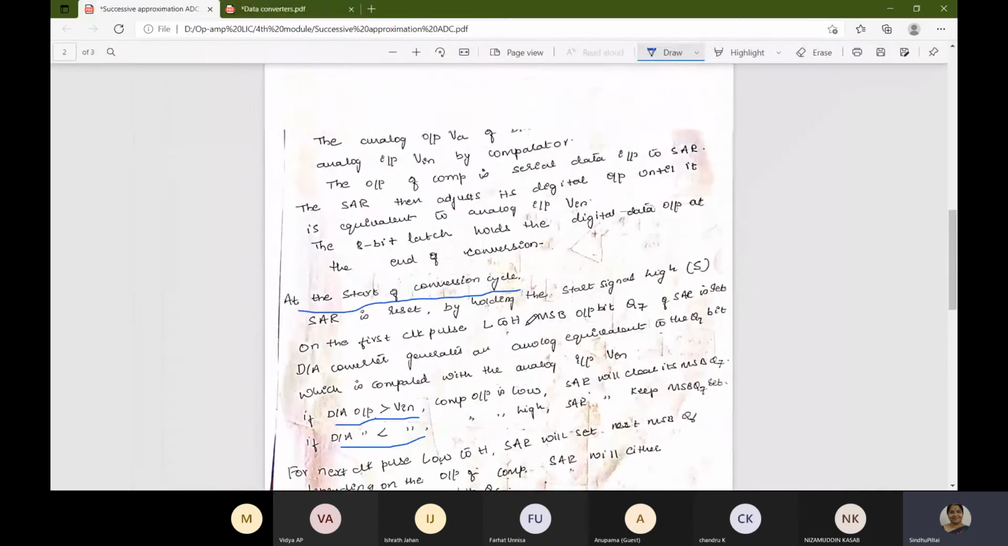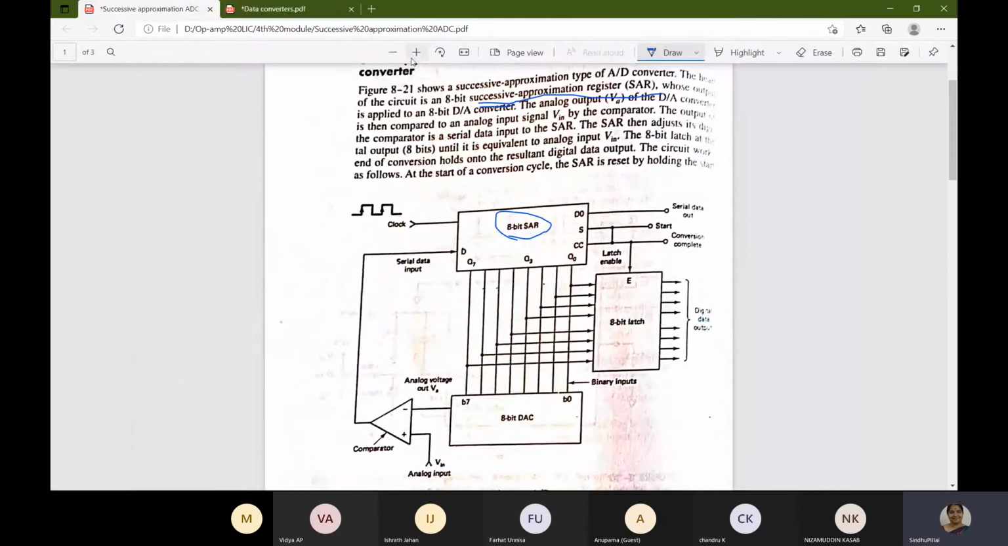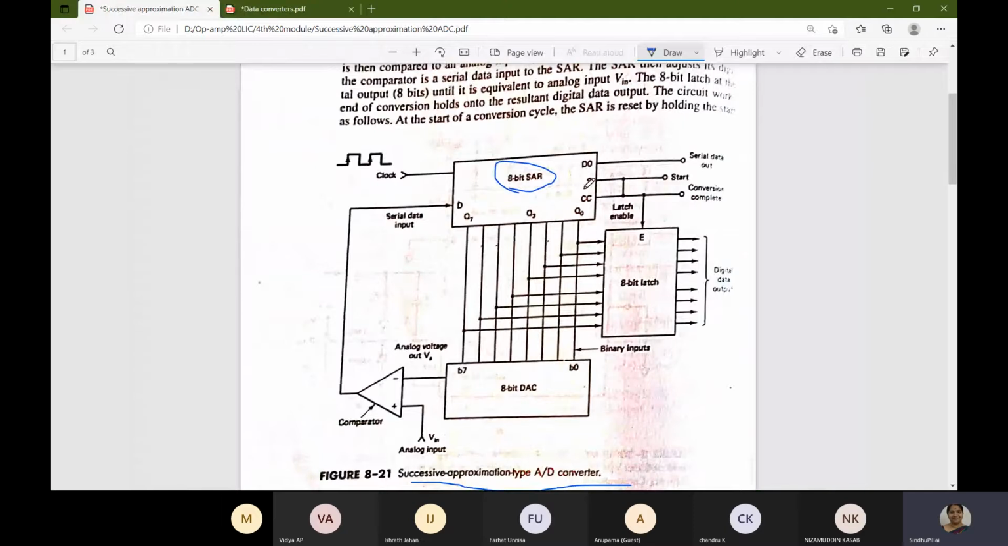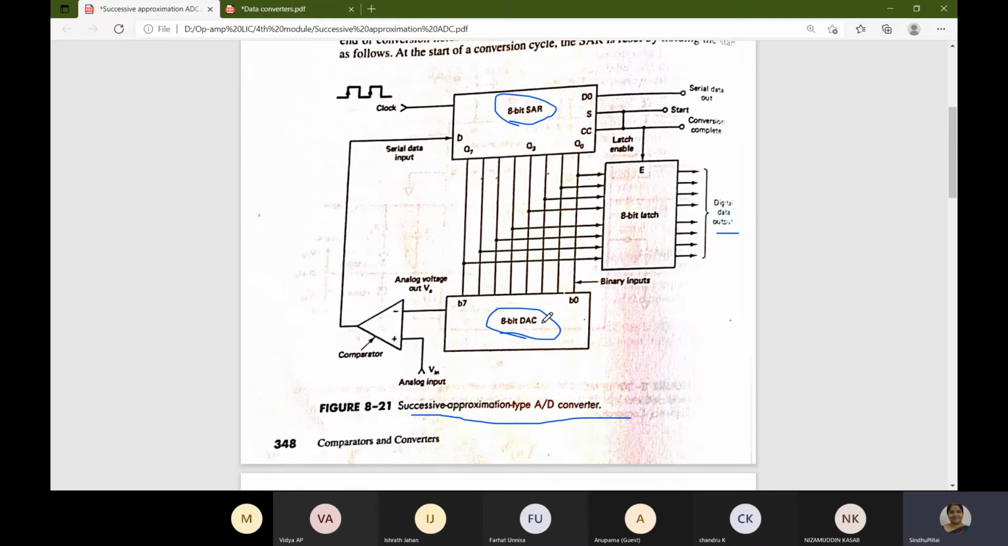In successive approximation type, this is the figure of successive approximation. As you can see, a very important part of the successive approximation ADC is the 8-bit register. This is the 8-bit SAR. SAR means successive approximation register. Okay, and one more, we have an 8-bit latch, which gives the digital output. And these 8 bits, from Q0 to Q7, are fed to the 8-bit DAC. We have a DAC also here, that is digital to analog conversion.